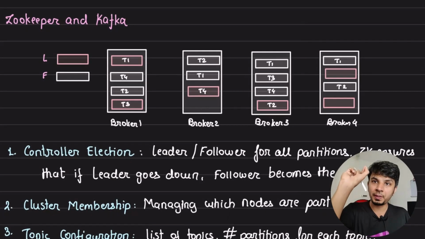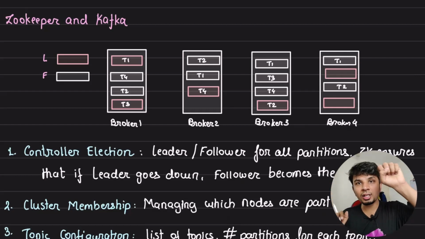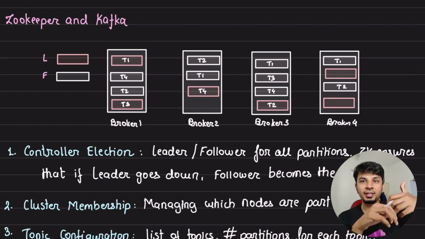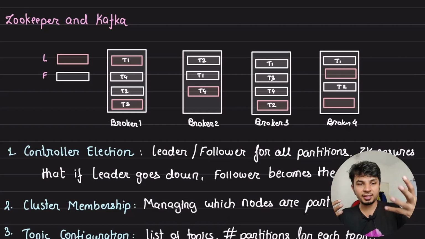Each partition of a particular topic has a leader and has a replica. A broker can have the leader of one partition and a replica of another partition. And this is how across this cluster, it is able to sustain a high read load and a high write load.